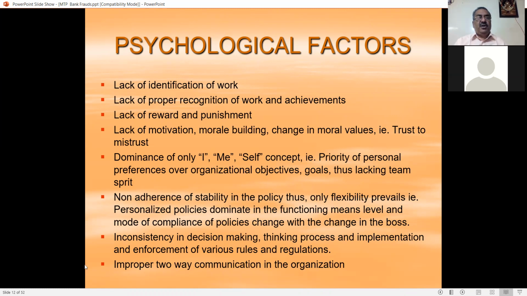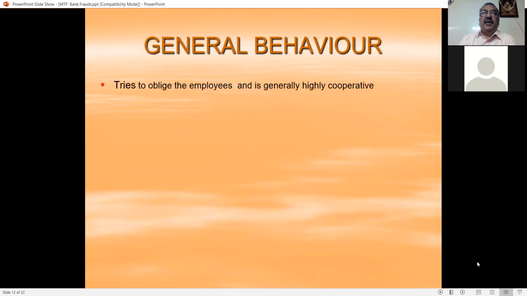And lack of proper two-way communication in the organization. There is no proper communication between the manager and the staff. That also may lead to the fraud. What's the general behavior? Tries to oblige the employees and is generally highly cooperative. Whenever you call him, he says, yes, I'll come. And sir, I'm ready to cooperate with you, sir, no problem. So he says, okay, no problem, everything is solved. It's a general behavior of a fraudulent person.